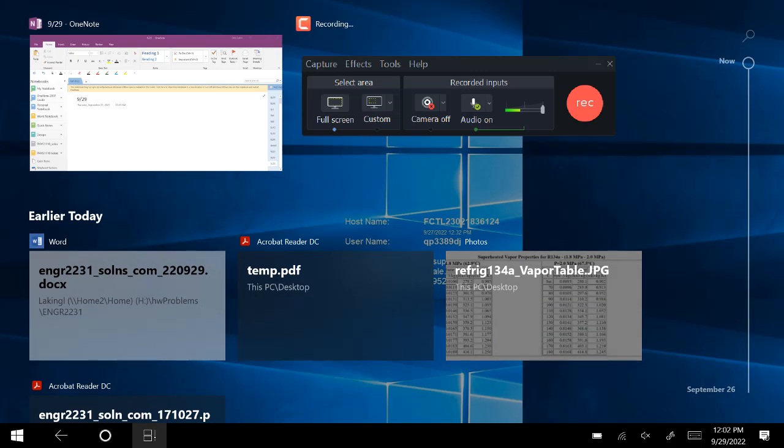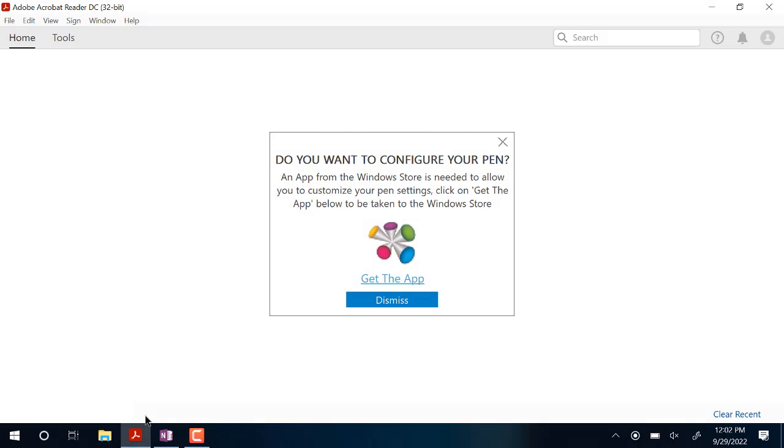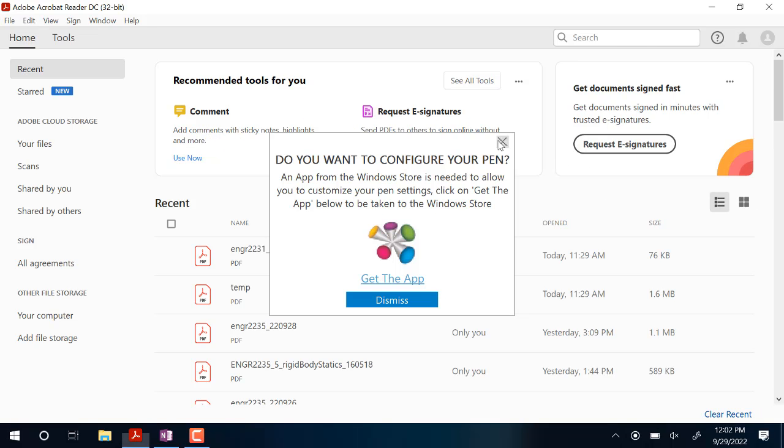So, yeah, it's about as full as it's been recently.